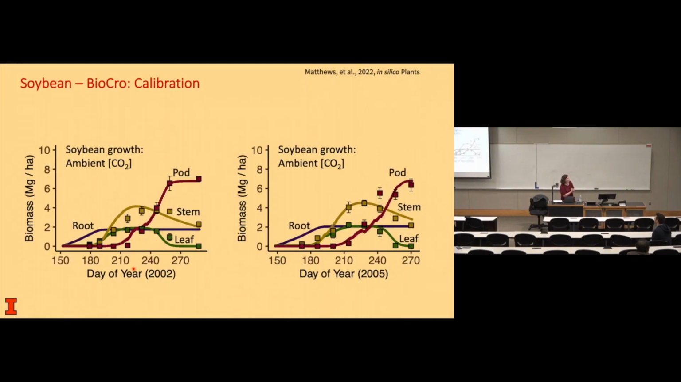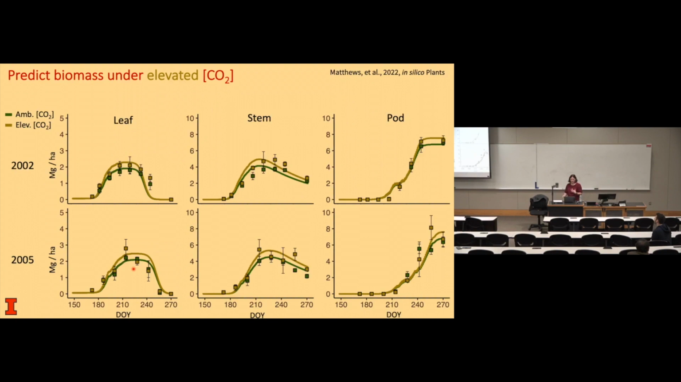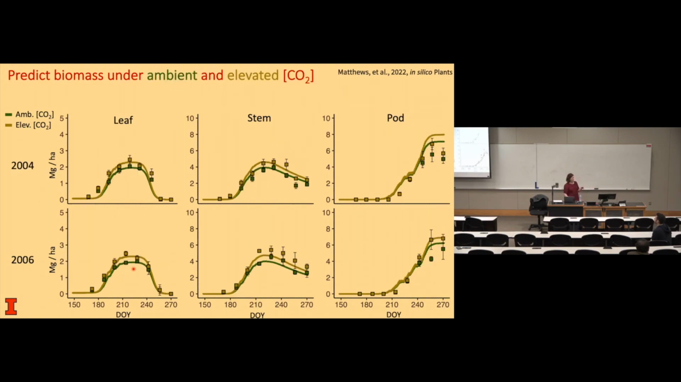We used some of this biomass data that I collected a few years ago from some of these crops, looking at leaf, stem, and pod biomasses over 4 different years. We calibrated the model under ambient conditions on 2 of the years shown here, and then tested the biomass predictions under elevated CO2 for those 2 years without recalibrating the model, and also under ambient and elevated for the other 2 years that weren't trained on the model. Most of the calibration was related to how carbon was allocated in the model.